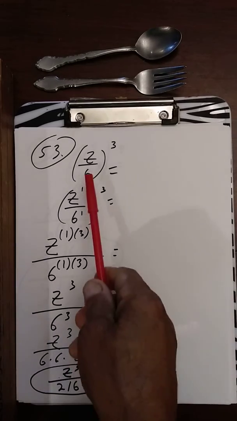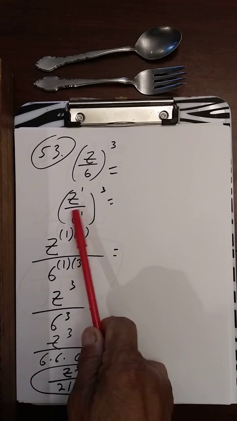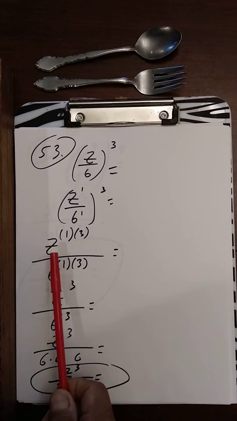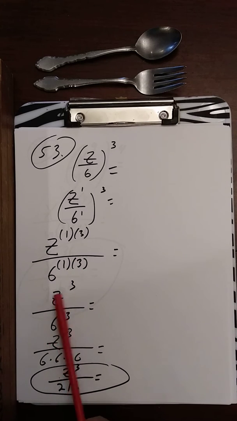So, z over 6 to the 3 power, z to the 1, 6 to the 1, 3 times that, 3 times that. So we have z to the 3, 6 to the 3, and that's going to be, leave it alone. That's going to be 6 times 6 times 6 is 216, z cubed over 216.